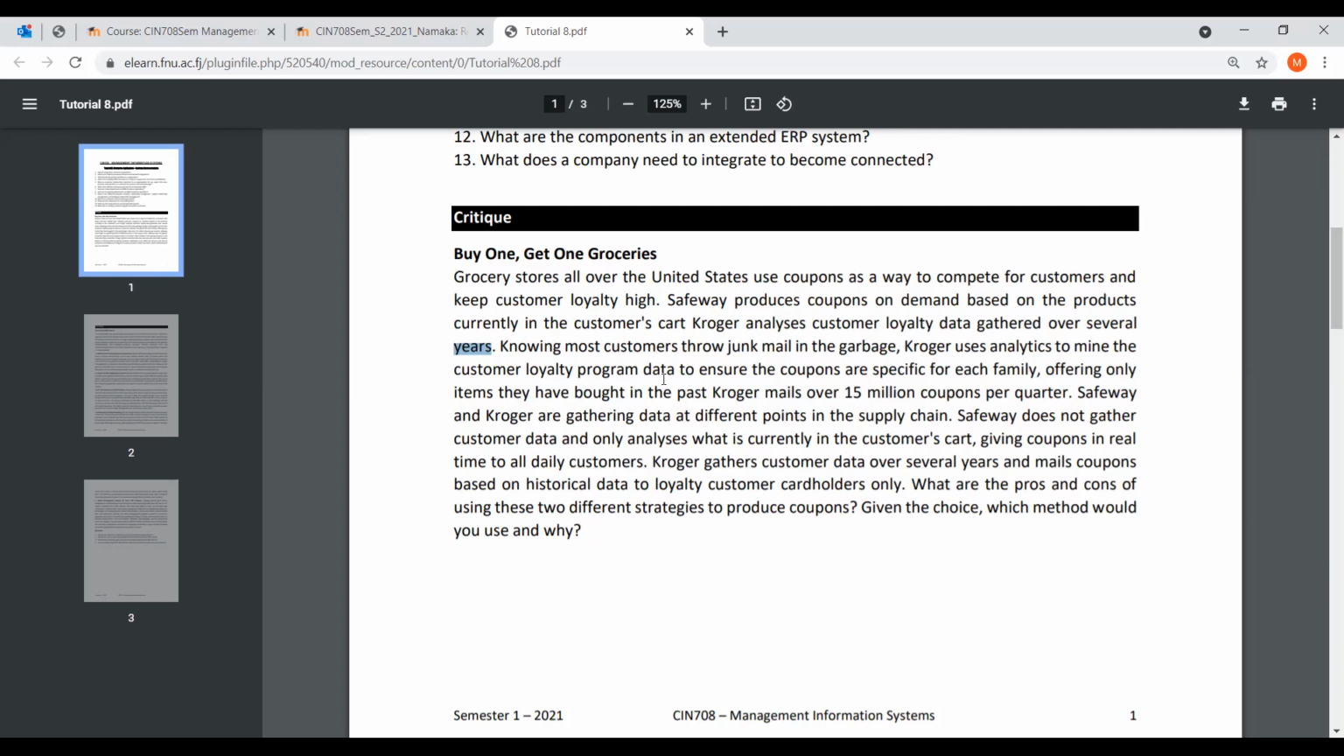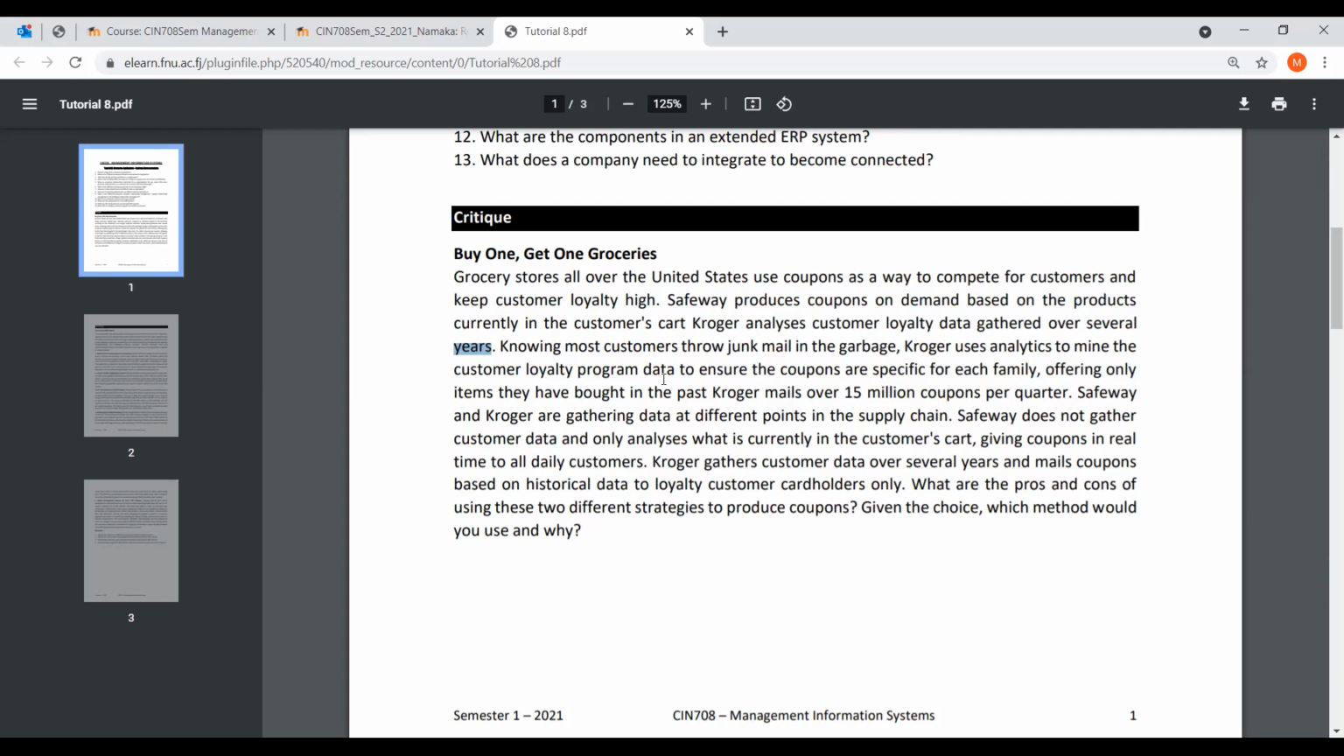What it does is send coupons by mail based on historical data. That means over purchases during a certain period of time, and then it gives coupons to the loyal customers only. Now, what we are supposed to do is consider the pros and cons of using these two different strategies to produce coupons. Given the choice, which method would you use and why?